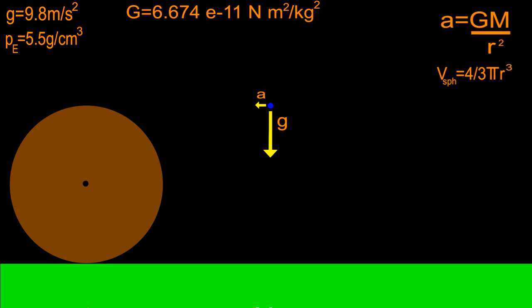One showing the acceleration an object receives based on the mass that the object pulling on it has, and the radius or distance from the center of the mass of that object. And next, the formula for the volume of the sphere.